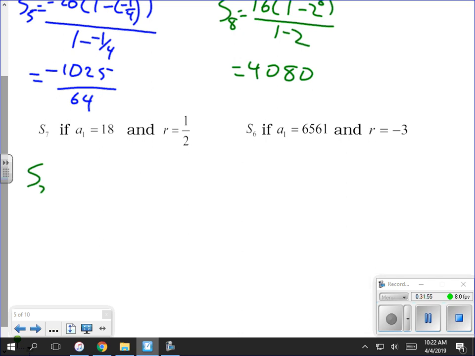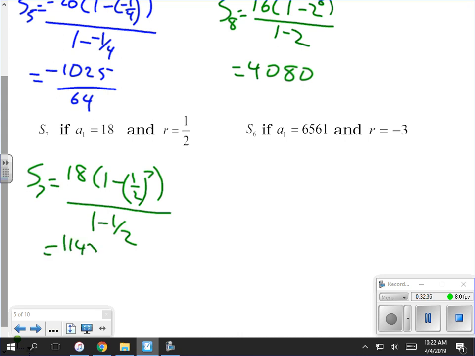This one here, the sum of the first 7 terms is 18 times 1 minus 1/2 to the 7th power, all over 1 minus 1/2. So 1 minus parentheses 1/2 to the 7th power times 18 divided by 1/2. And I get 11,043 over 32. And once again, if your calculator is spitting out decimals, just take my answer, make it a decimal.